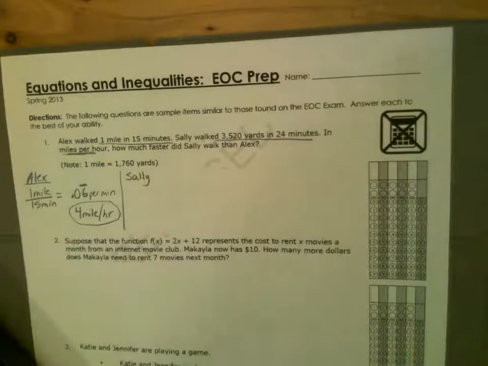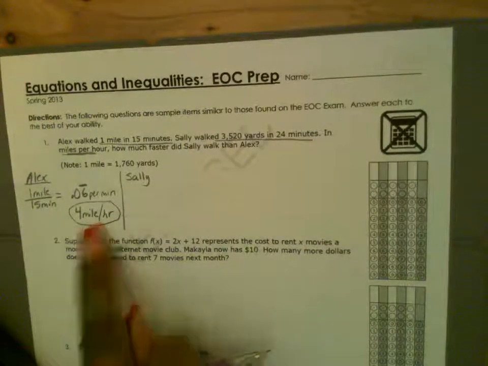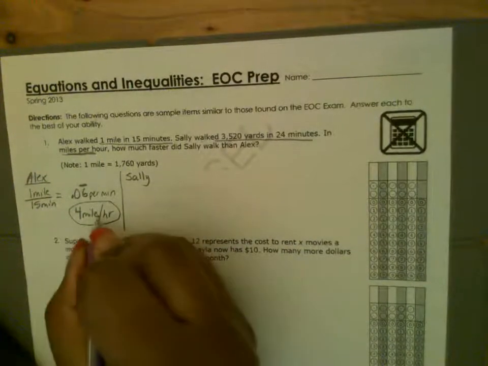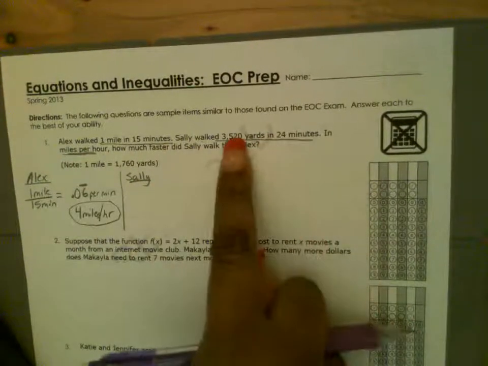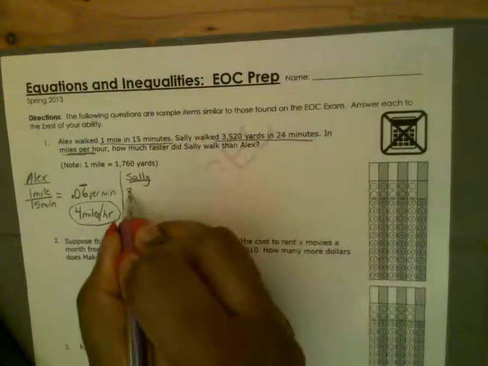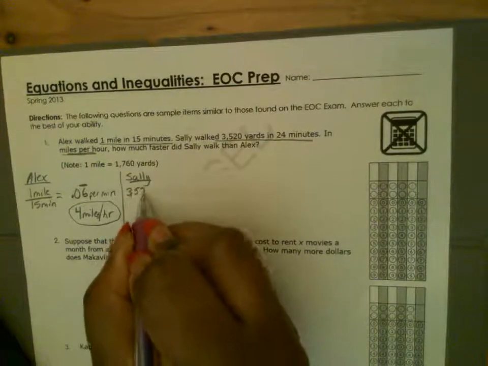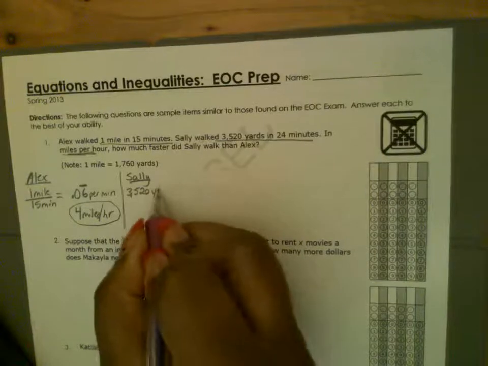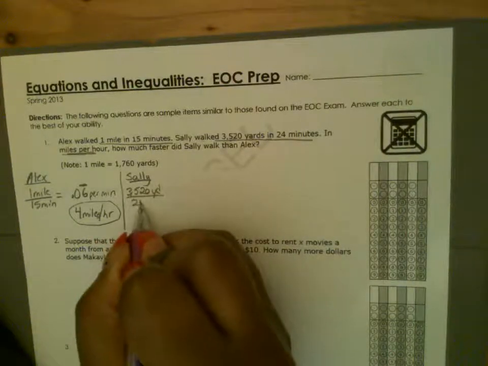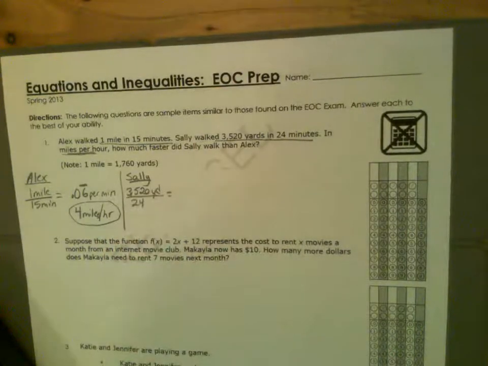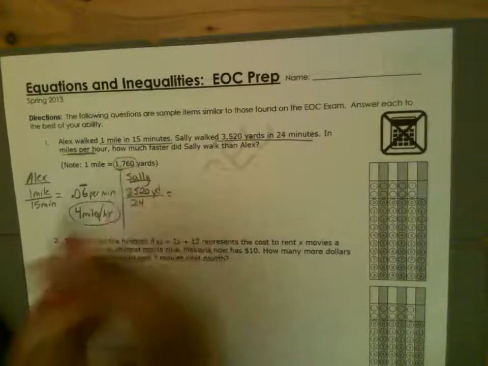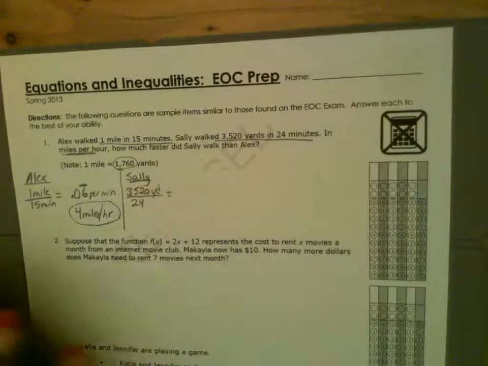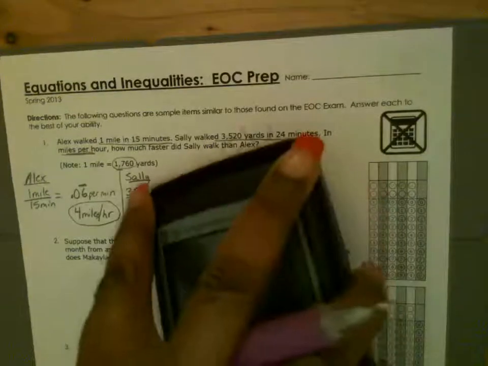Okay, so in an hour, if he keeps up that pace, he would have walked 4 miles. And I need to say miles. All right, so Sally walked 3,520 yards in 24 minutes. Let's go ahead and convert those yards to miles. So for every single mile, it's this many yards. So I'm going to divide to see how many miles that is.